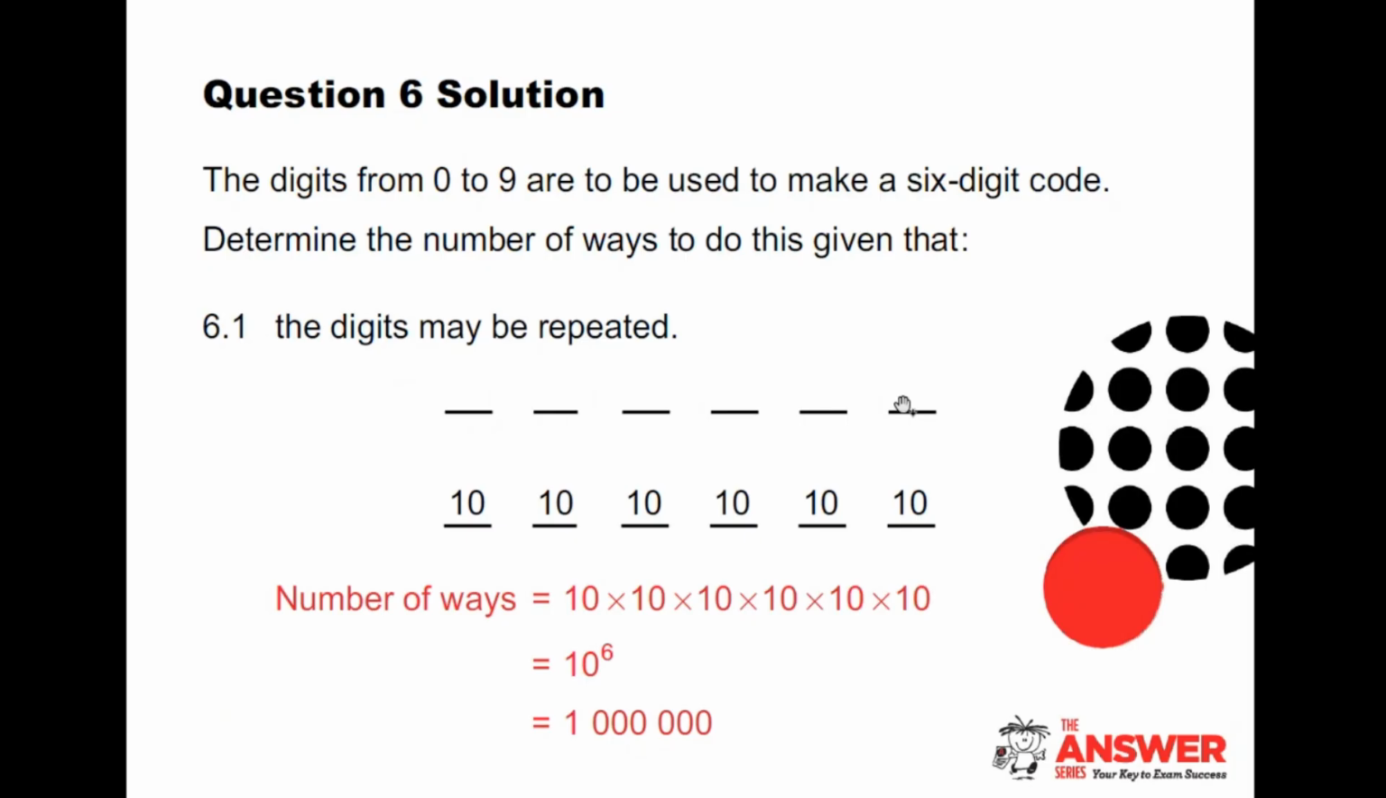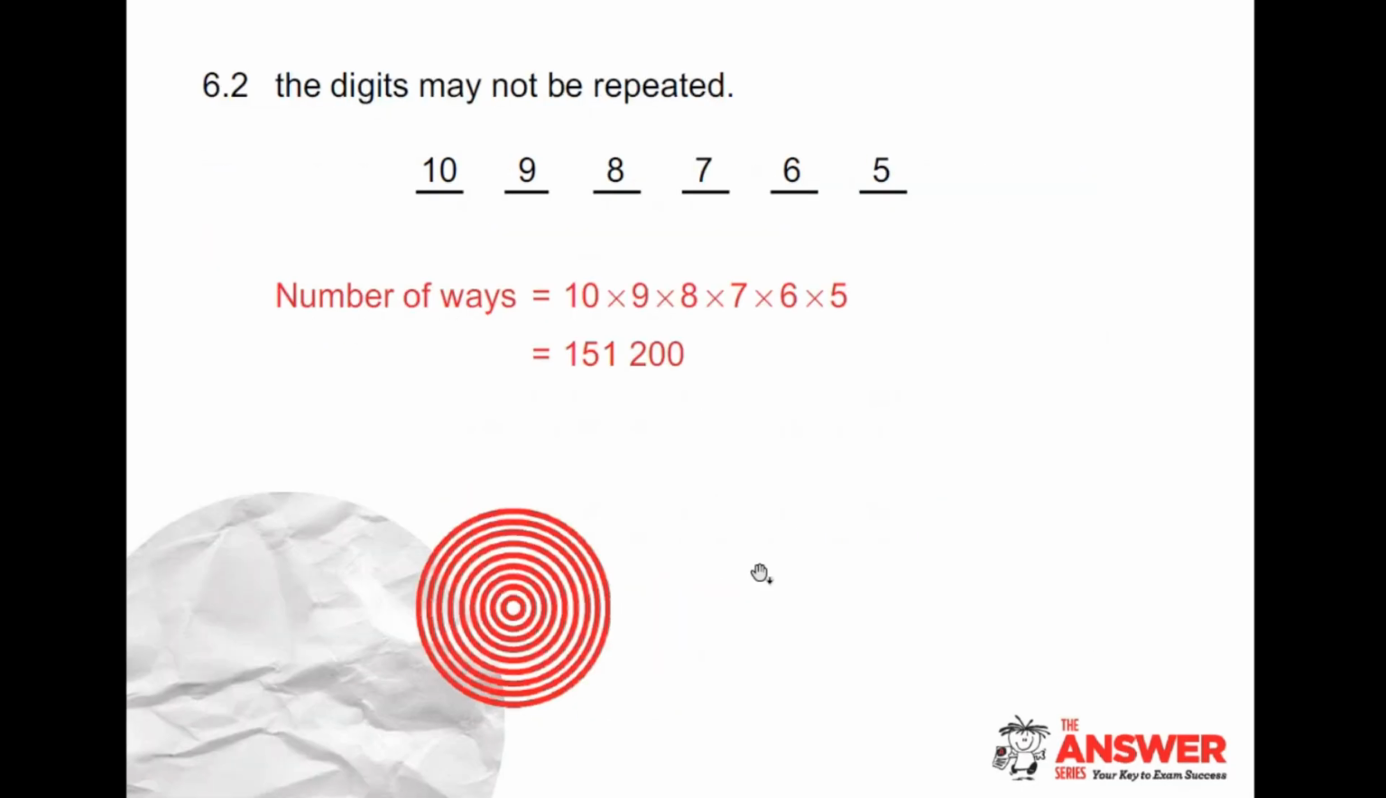6 slots. If the digits may be repeated, again, 0 to 9 is 10 digits. So again, it's going to be 10 times 10 times 10, 6 times. In other words, this is now 10 to the power 6 because there are only 6 slots in this question. What about if the digits may not be repeated? Well, how many numbers can go in the first slot? 10. I've used a number, so in the second slot, there are only 9 available. Then 8, 7, 6, 5.